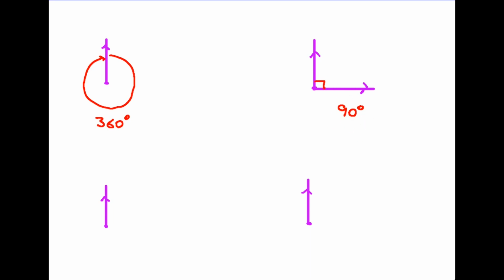It's 90 degrees. The one on the bottom left here, again we are starting looking straight up, but by the time we have turned we end up looking in exactly the opposite direction. We are looking straight down. Therefore we have made half a turn. And of course a half of 360 is 180 degrees.